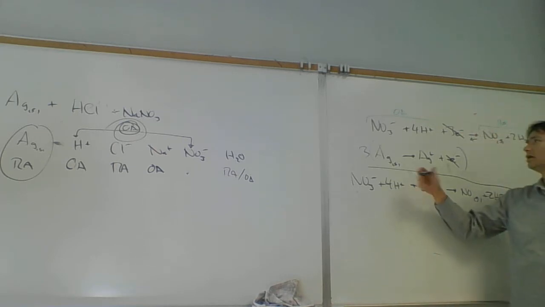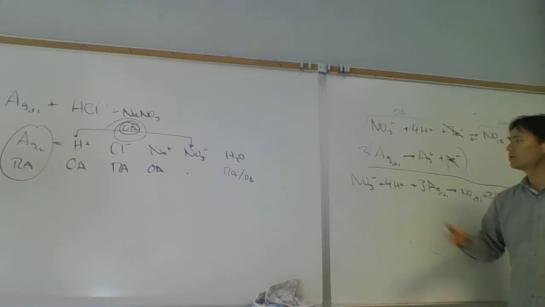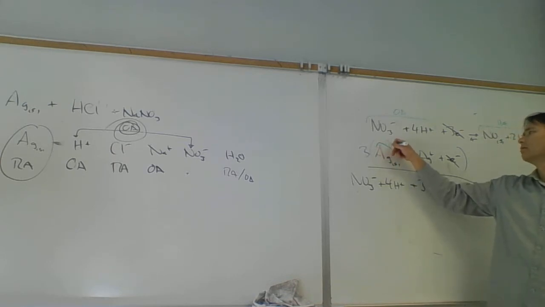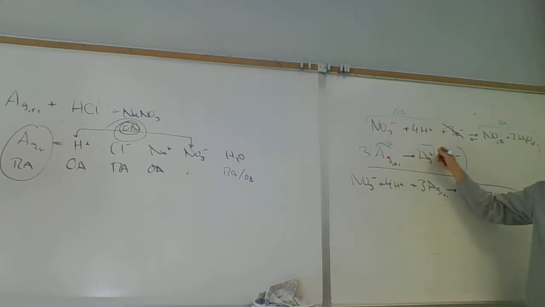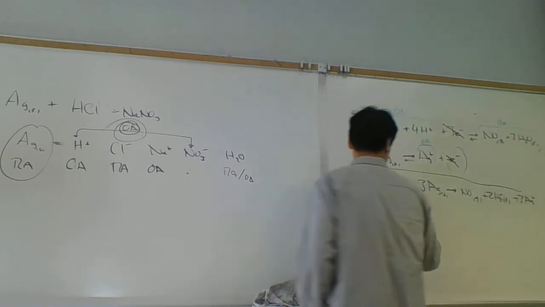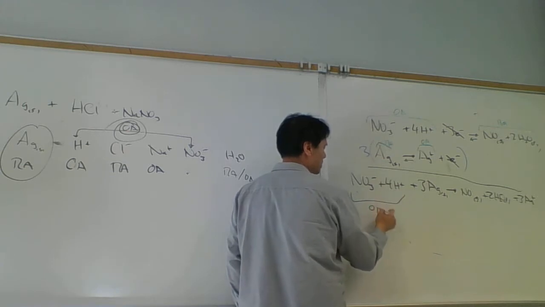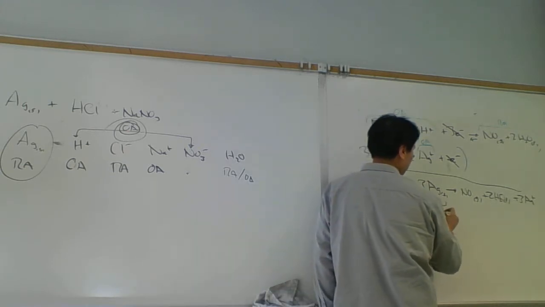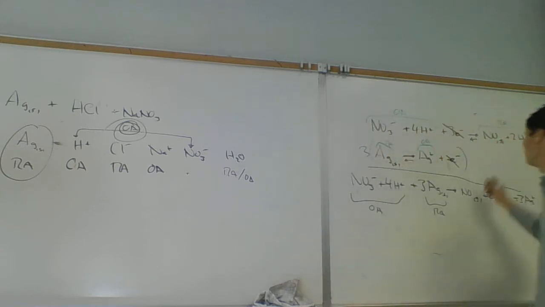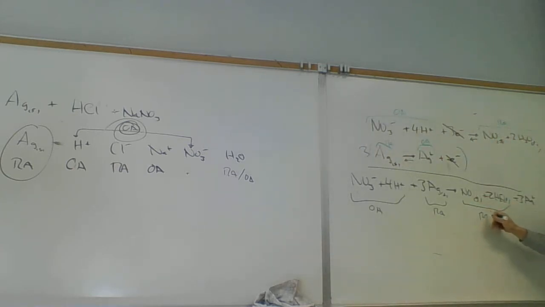I'll do the same thing here. Silver metal is our reducing agent. It's giving up electrons. But if we go backwards, then silver ion will be taking the electrons, so it'll be our oxidizing agent. So we can think of these as going either way. All right, so what we're going to do is label this one. The nitrate and the 4H plus, that's our oxidizing agent. The silver is our reducing agent. The NO and 2H2O, that's going to be our reducing agent. And the 3 silver ions, that will be our oxidizing agent going backwards.